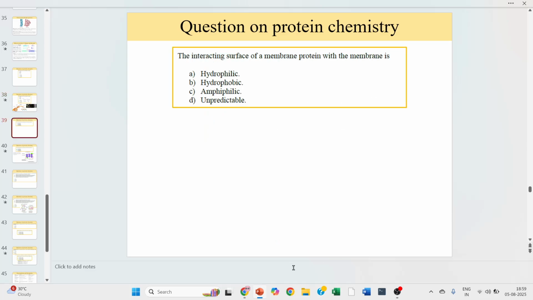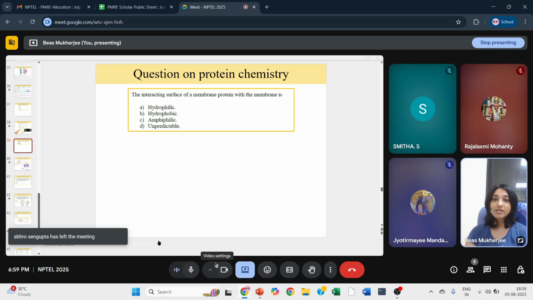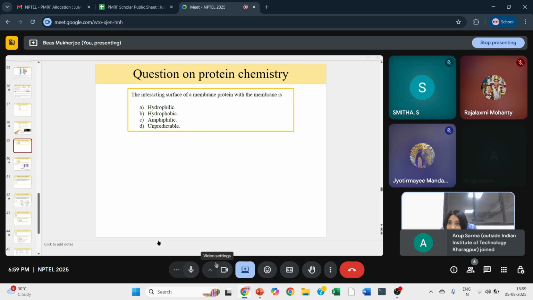Now, there is one more question. Try to answer this question. The interacting surface of a membrane protein with the membrane is? Which part of a membrane protein interacts with the membrane?